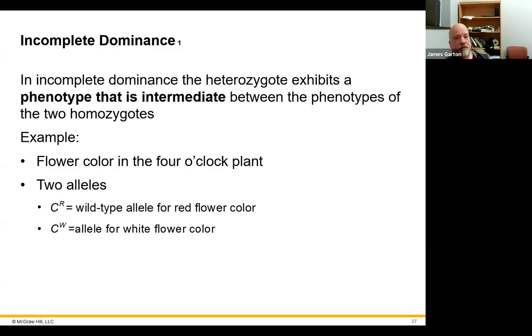In incomplete dominance, the heterozygote exhibits a phenotype that is intermediate between the two homozygotes that produced it. Example, flower color in certain plants. There are two alleles: C superscript R, which makes red flowers, and C superscript W, which makes white flowers. And notice both of these are capital letters. That indicates that they are not dominant recessive to each other.